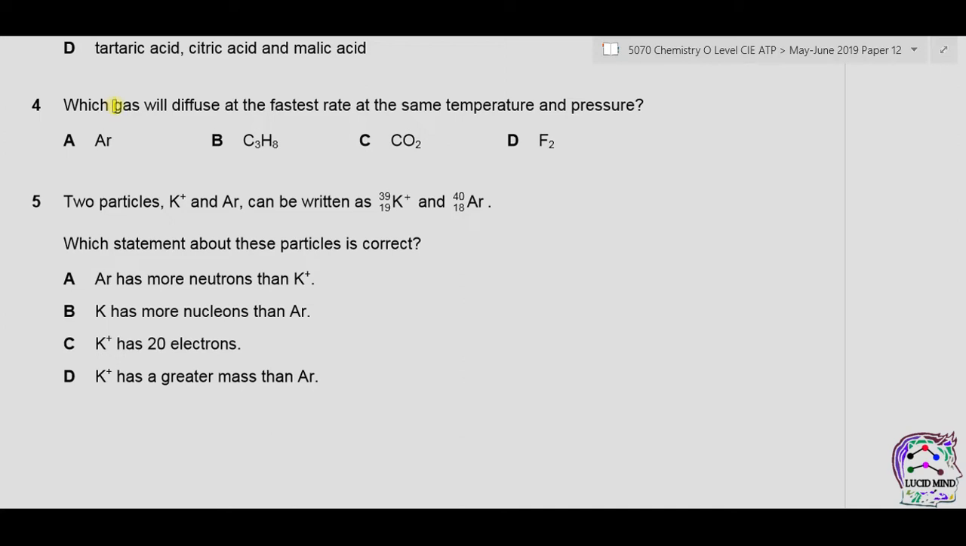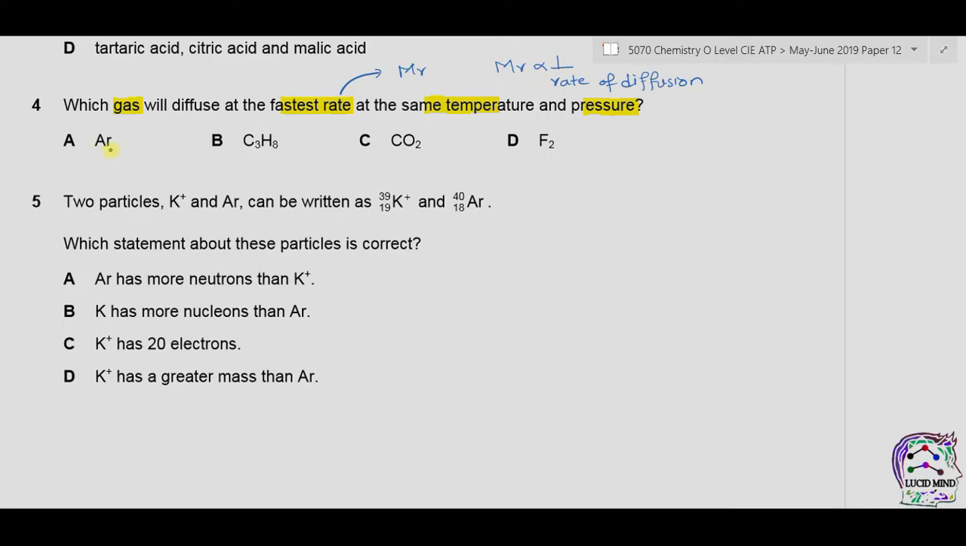Question number 4. Which gas will diffuse at the fastest rate at the same temperature and pressure? Now the rate of diffusion of gas actually depends on the molecular mass of gas. Molecular mass is inversely proportional to the rate of diffusion. So therefore lighter gas will diffuse faster as compared to heavier gas. Let's find out the molecular masses.